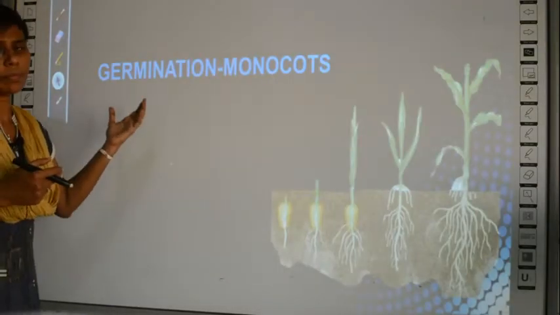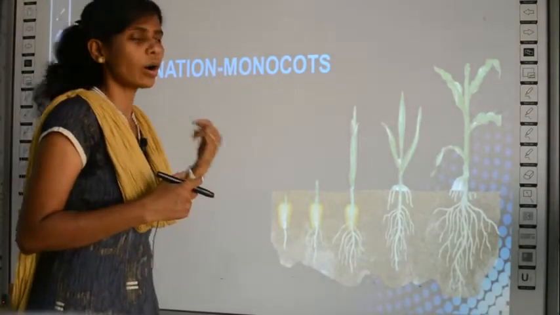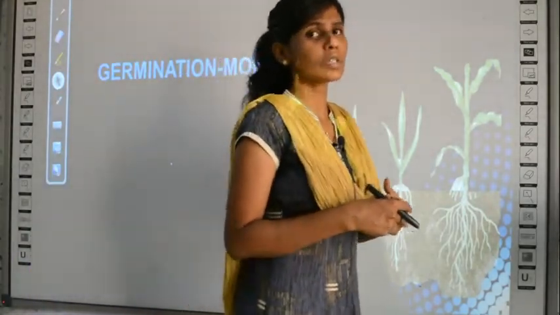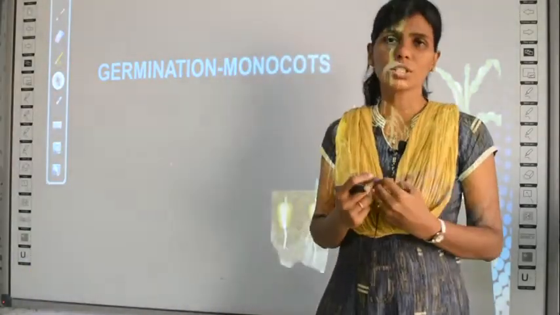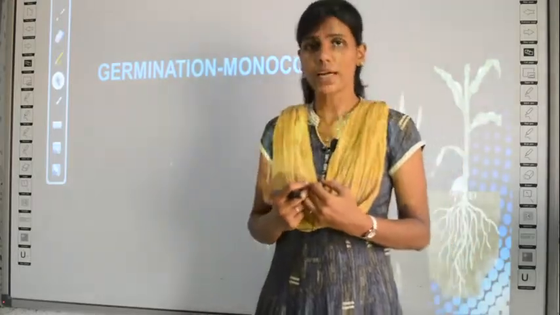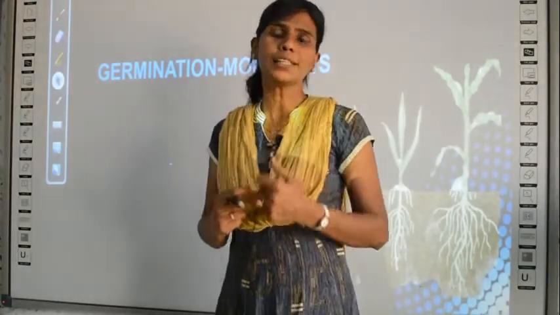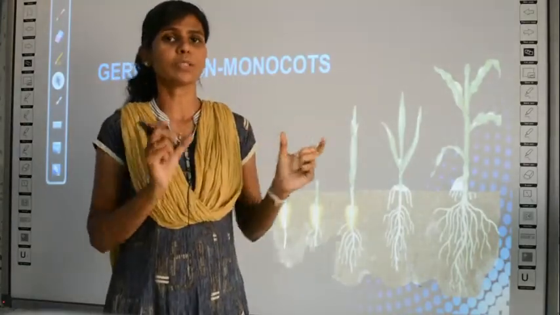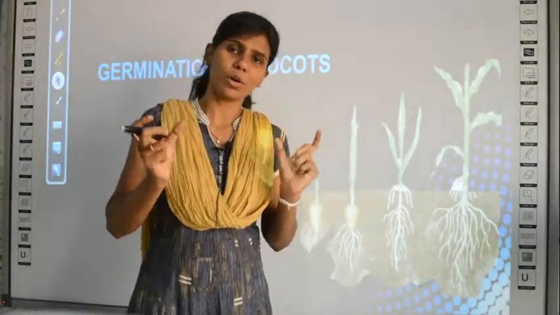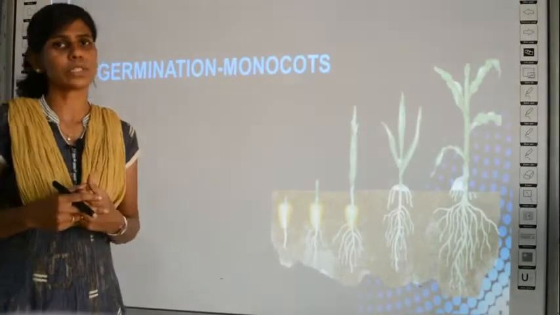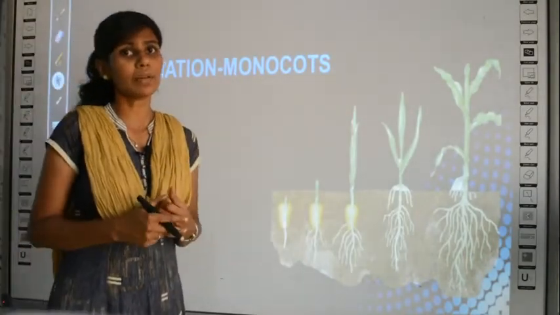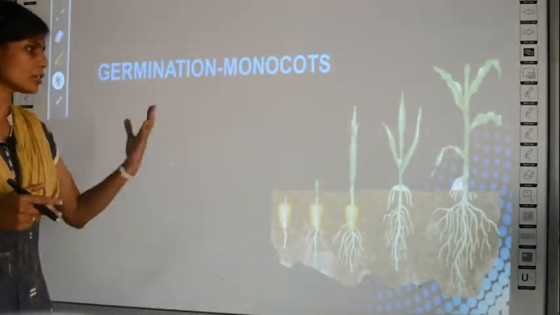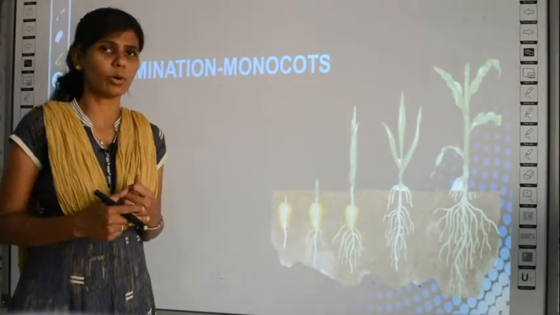Usually, germination is different in monocots and dicots. What are monocots and what are dicots? Monocots means monocotyledonous plants which have only a single cotyledon. In your first lesson, you have studied about this, right? The differences between monocots and dicots. What examples have you studied? What was the example you learned? It was maize, right? So, the maize plant is shown here.